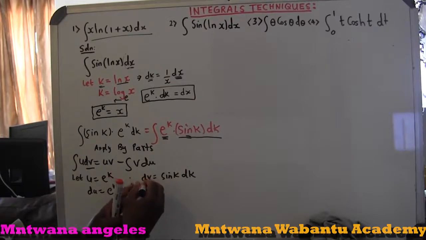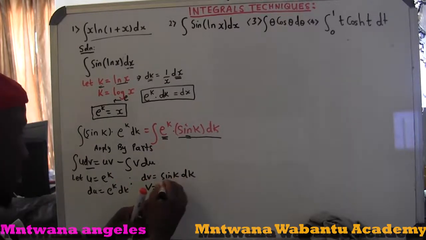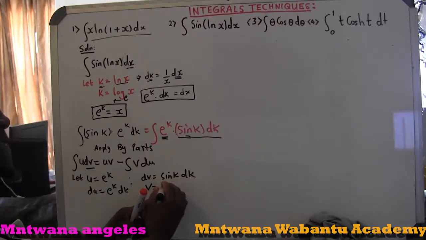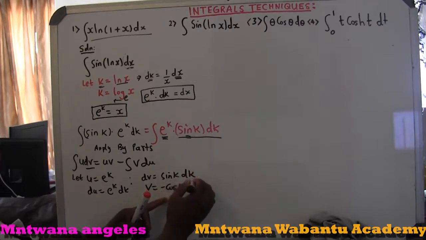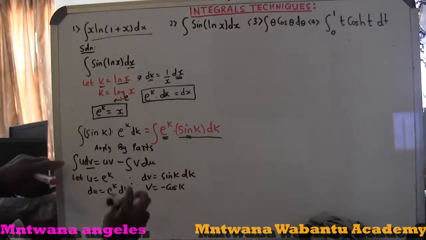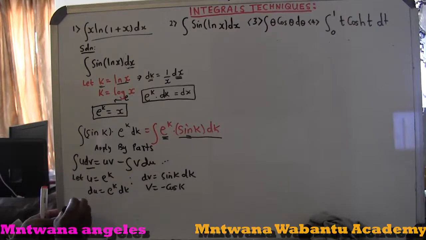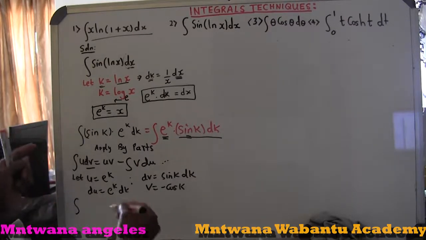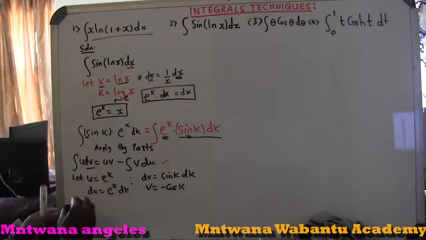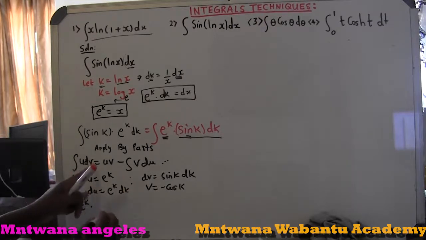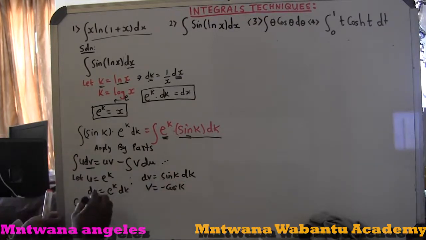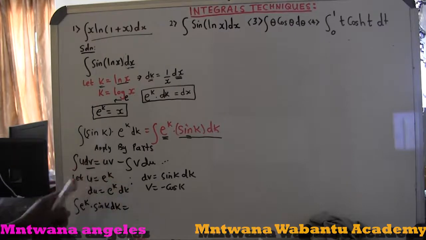For this one, we're going to integrate dv to get v. Integrating sine k is going to give us negative cos k. So we substitute back into this formula. We say integral u, what is our u? Our u equals e^k. dv, what is our dv? dv equals sine k dk.